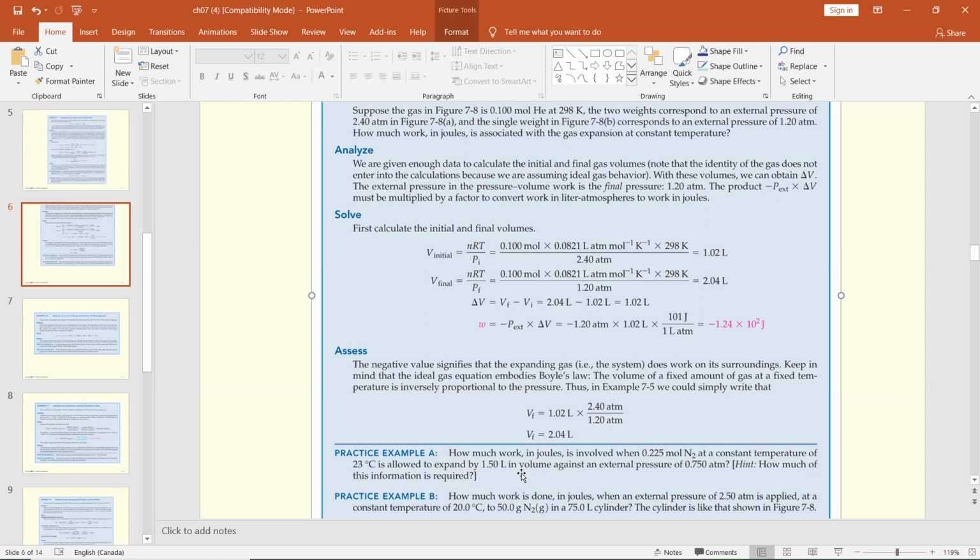So you are expanding against an external pressure. The volume is going up, so the work has to be negative, and it turns out to be negative 112.5 joules. I'm not going to bother with the next question. But that's a work of expansion example. And there you have it.